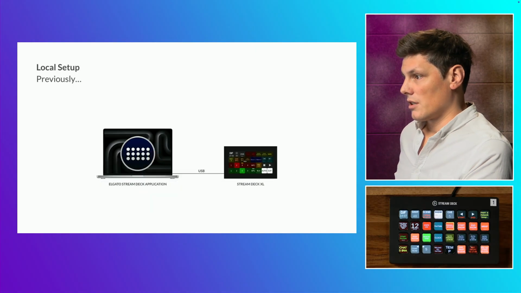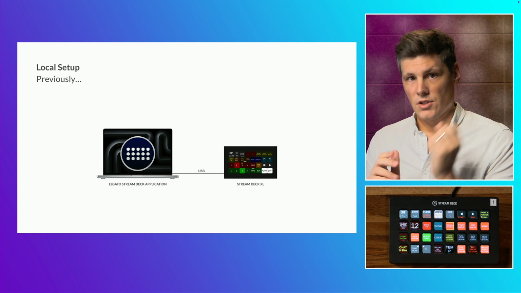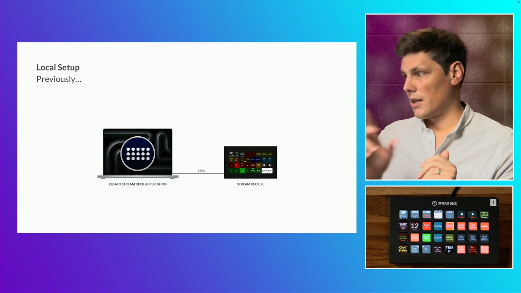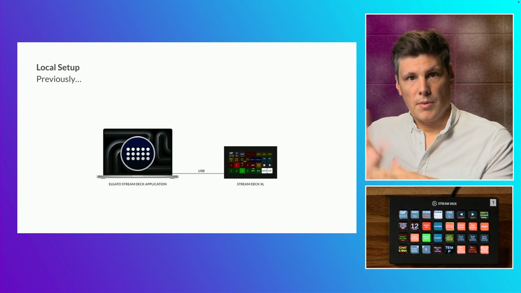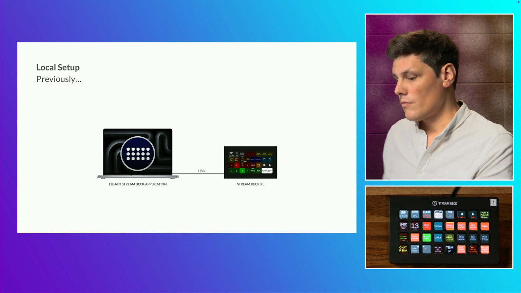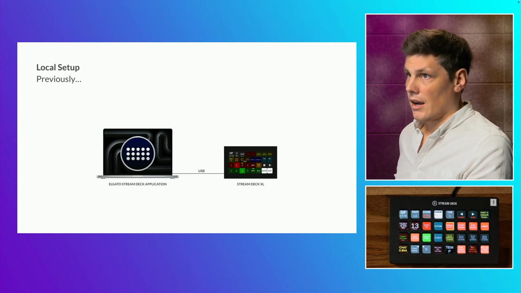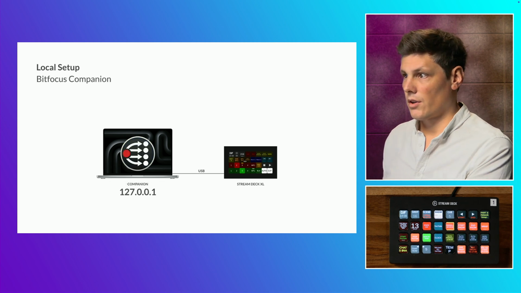So let's take a step back and look at the fact that we have Elgato, which is a Stream Deck application that you might be familiar with, which is on the local computer. So this is probably what you're used to running if you haven't used Companion before: you have the Stream Deck software on a computer, you plug in USB, and your buttons show up, and away you go, and you're using Elgato's software to program the Stream Deck. And that is using the local connection 127.0.0.1.